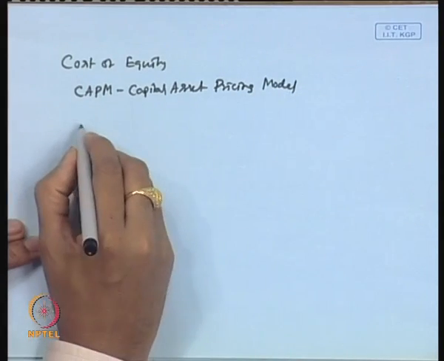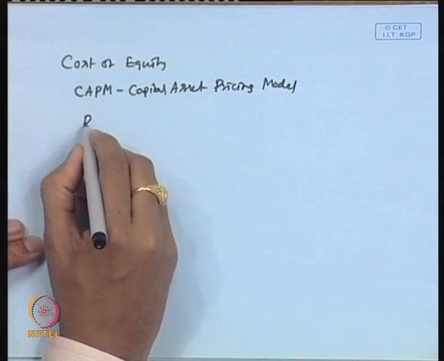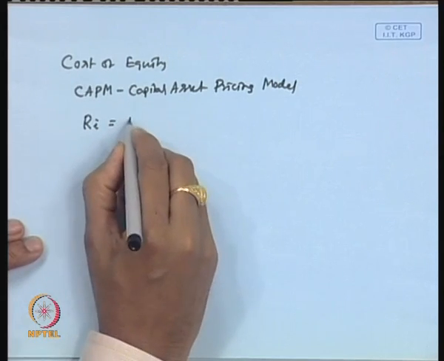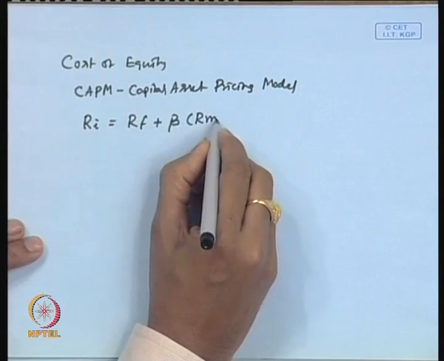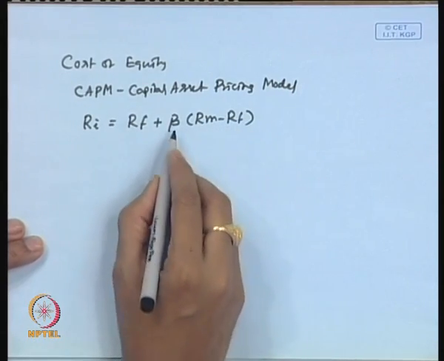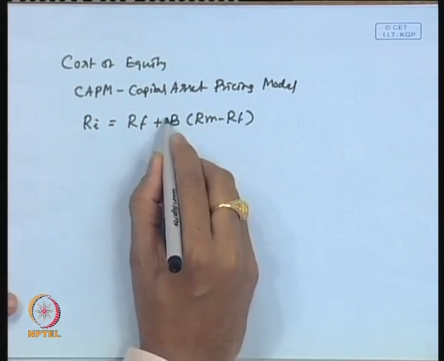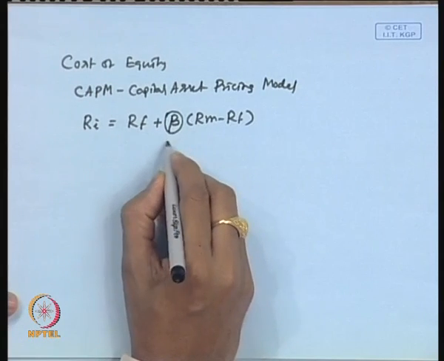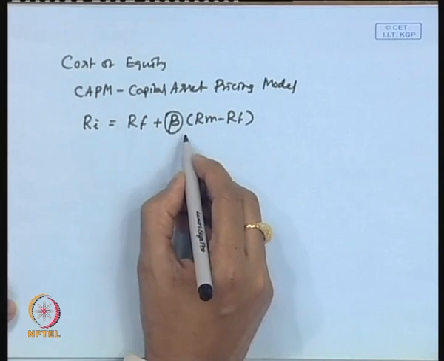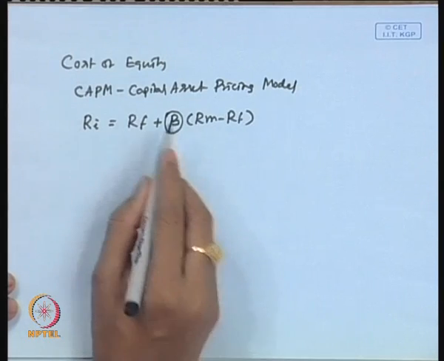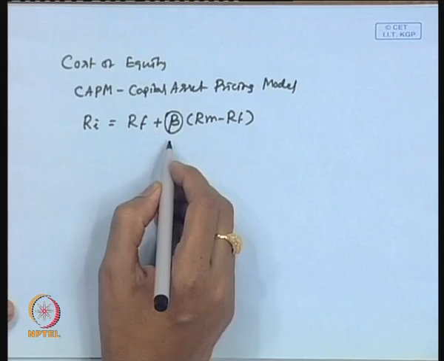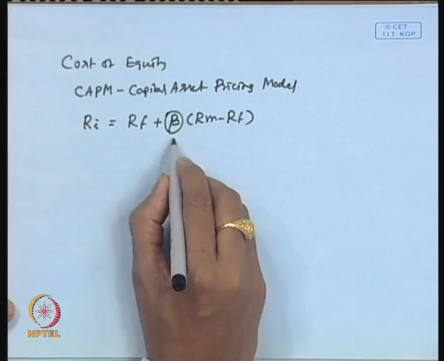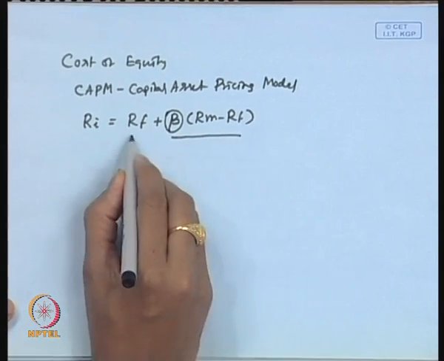As per CAPM, the return on any stock, the ith stock, is nothing but the risk free rate of return plus beta into Rm minus Rf. As you have discussed in our earlier sessions, beta is the systematic risk found by regressing the return on the market as the independent variable and the return on the stock as the dependent variable. High beta is supposed to be high risk, low beta is supposed to be low risk. So, this is the risk component, and this is the risk free component.